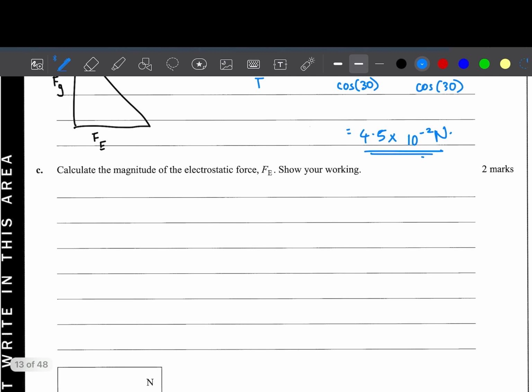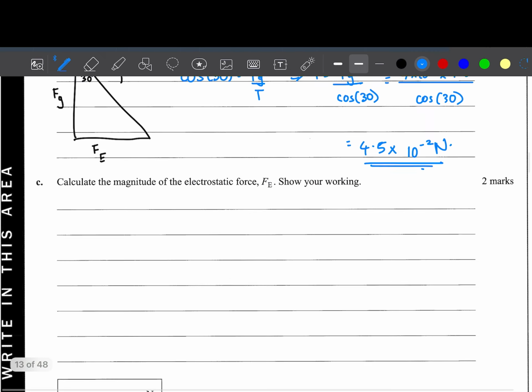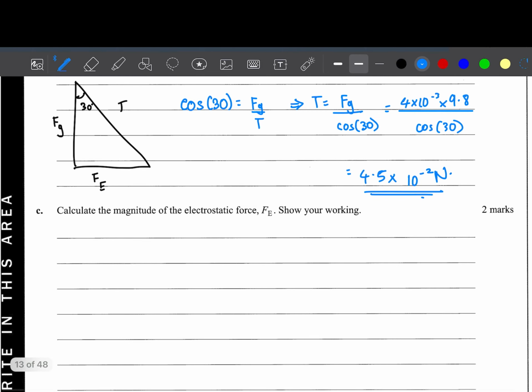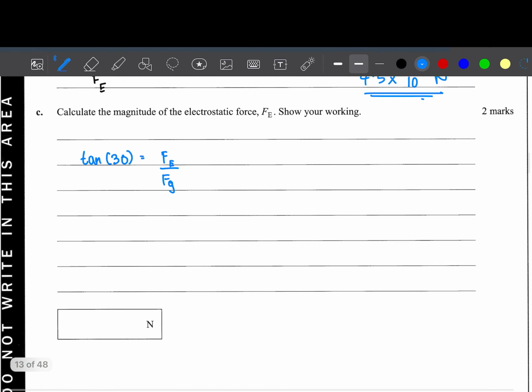Calculate the magnitude of the electrostatic force, Fe. Show your working. We can again use the same triangle, but instead of cosine theta, we can use tangent theta. So tangent of 30 equals Fe on Fg. The only reason I'm not using tension is because, if they didn't give us this number, I might have calculated tension wrong, and that mistake would have been carried over. So that's why I'm using the values that are given. That's one tip I can give you.